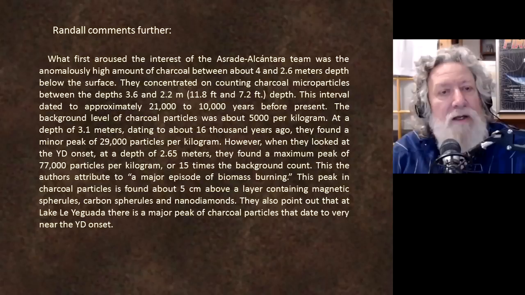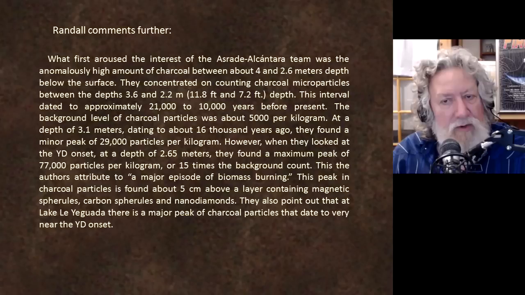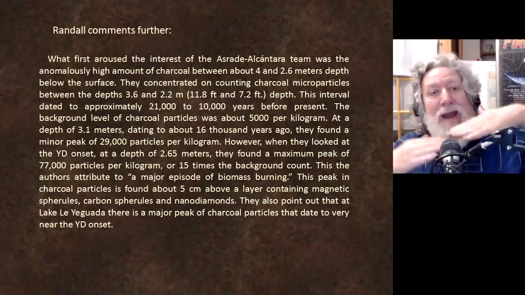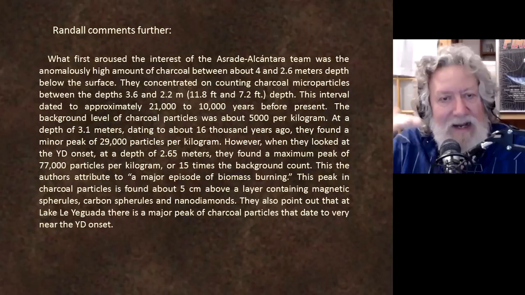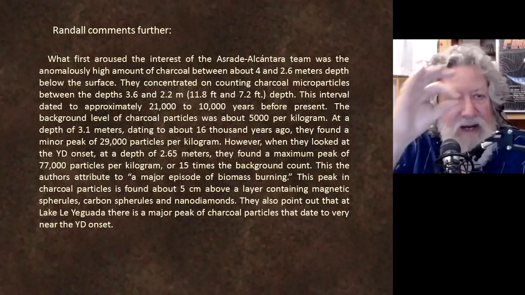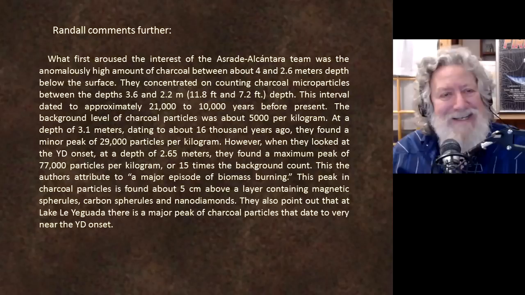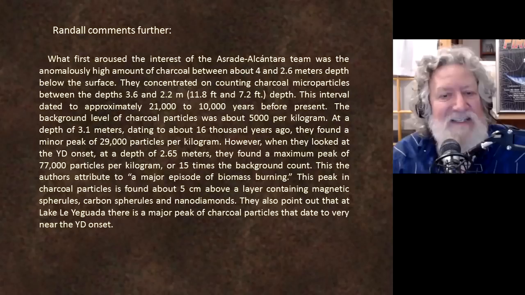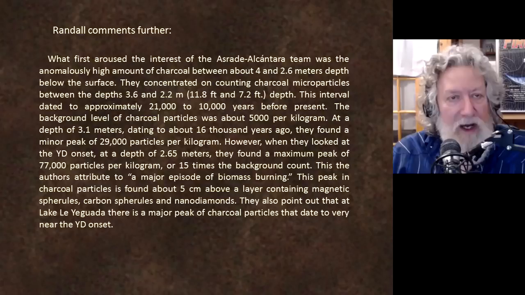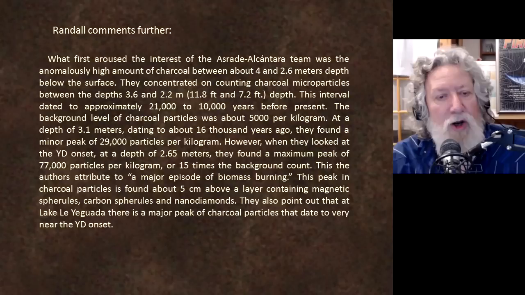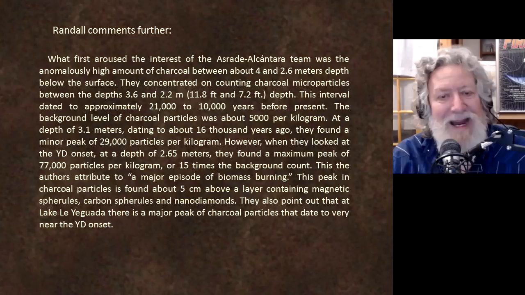So at a depth of 3.1 meters, which is just a little under 10 feet, dating to about 16,000 years ago, they found a minor peak of 29,000 particles per kilogram. Okay, so background throughout, you just sample randomly, 5,000 particles per kilogram is what they were able to isolate. At 3.1 meters, 16,000 years ago, they found a spike of 29,000 particles per kilogram. When they looked at the onset of the Younger Dryas boundary, at a depth of 2.65 meters, they found a peak of 77,000 particles per kilogram, or 15 times greater than the background count. This, the authors attribute to, and I quote, a major episode of biomass burning. This peak in charcoal particles is found about 5 centimeters above a layer containing magnetic spherules, carbon spherules, and nanodiamonds.